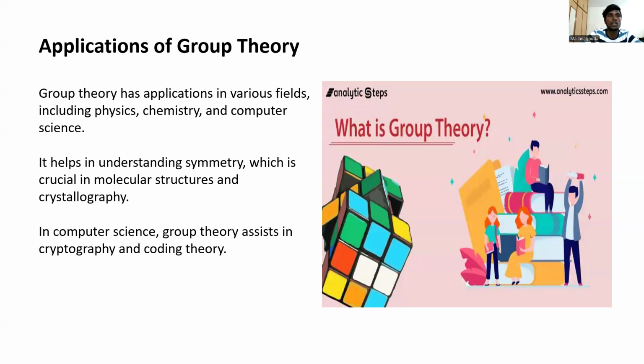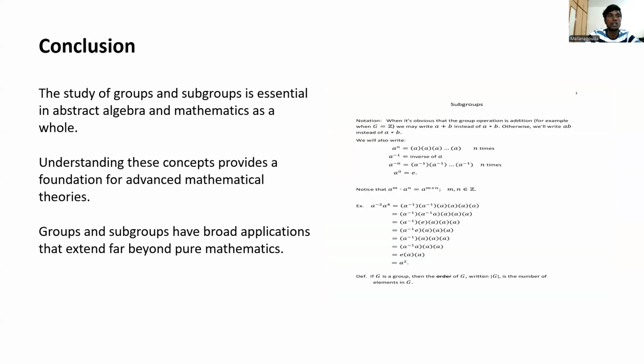Applications of group theory. Group theory has applications in various fields, including physics, chemistry, and computer science. It helps in understanding symmetry, which is crucial in molecular structures and crystallography. In computer science, group theory assists in cryptography and coding theory.